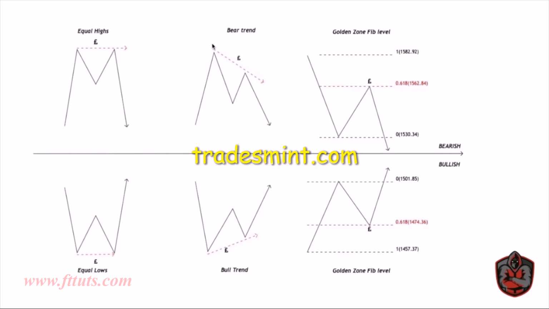Same thing for a bear trend. From a retail trader's perspective, when they identify a trend like this, they'll usually wait for the pullback to touch that trend line so they can sell off again. Same thing for a bull trend. They'll draw out their trend line and wait for the price to pull back to that trend line so that they can buy up again.